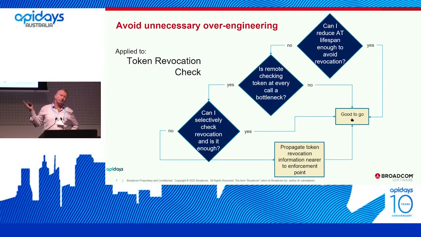Or alternatively, you may have a situation where you've got a low number of transactions per second. So you think, well, it's only 20, 30 transactions per second. I've got a latency expectation that's average. Maybe I can just get away with checking every time. I'll send it out to this remote system. There are no scalability issues, so happy days and good to go.